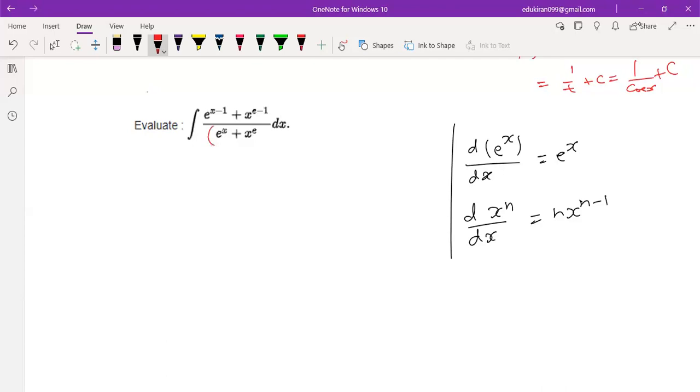So the denominator here, which is e to the power x plus x to the power e, I'm giving you a hint. Let it be t. Suppose that this denominator e to the power x plus x to the power e is t, and then you have to proceed.